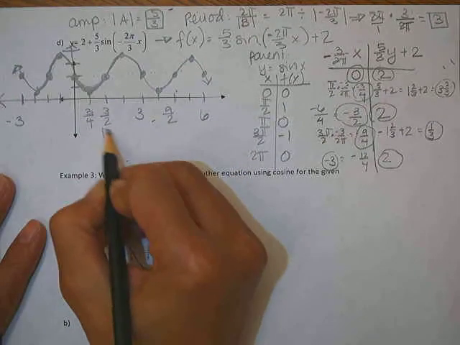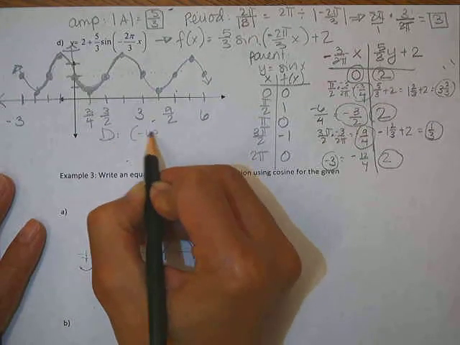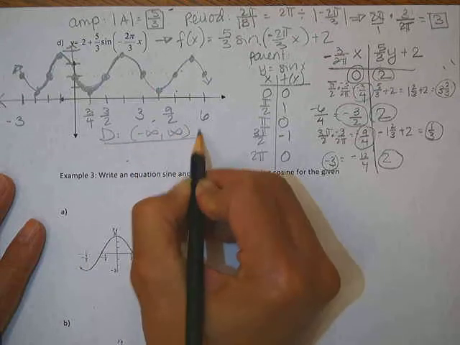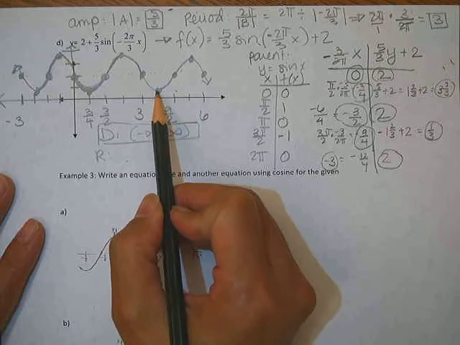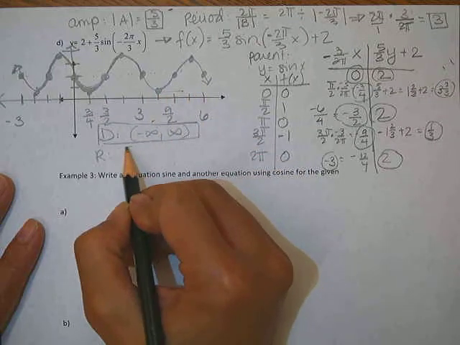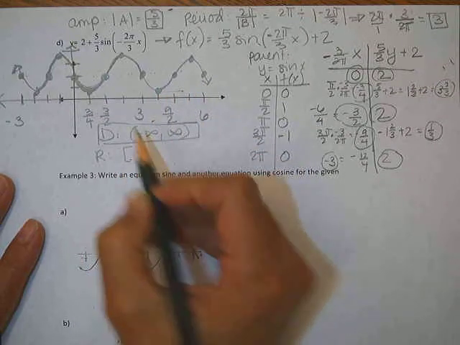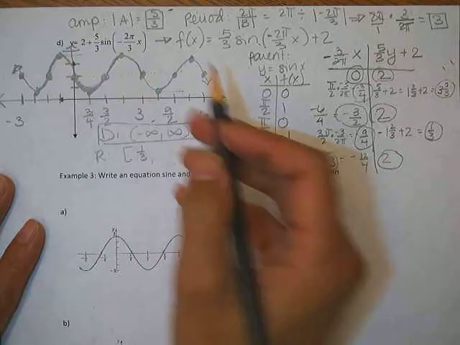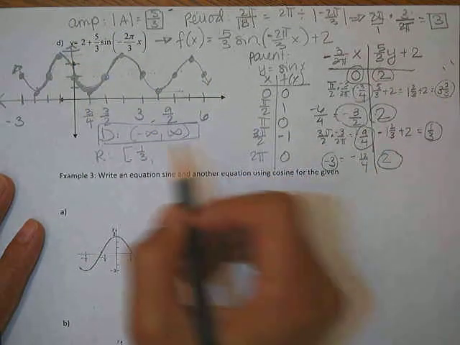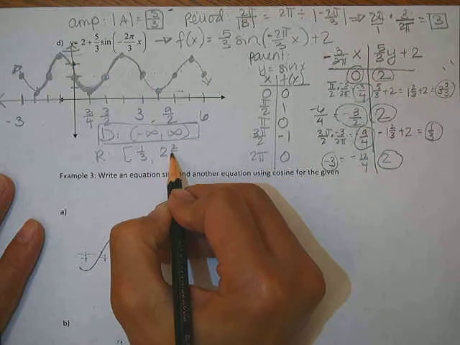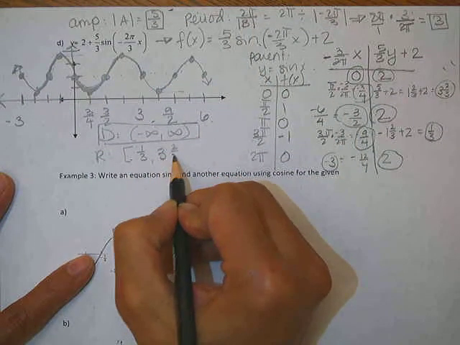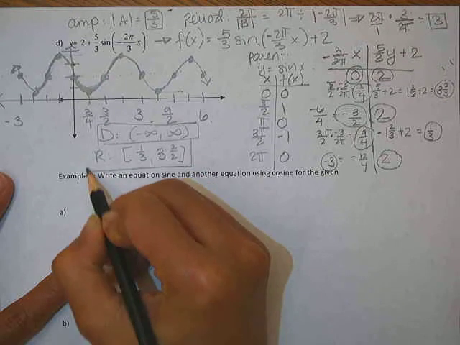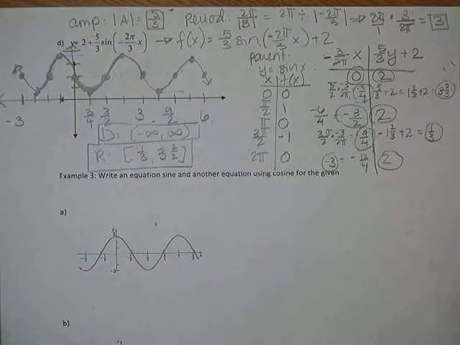So the last piece is your domain, which is going to be all reals. And your range is going to be from, let's talk about my low. My low is at a third. And my high is, I'm going all the way to the top, which is 3 and 2/3. And that is my final solution.